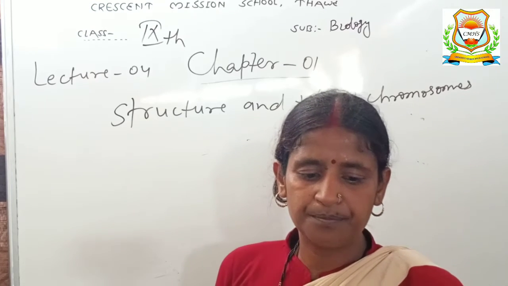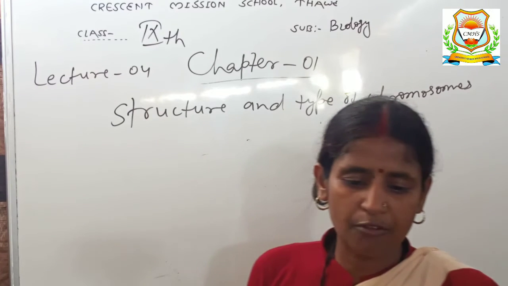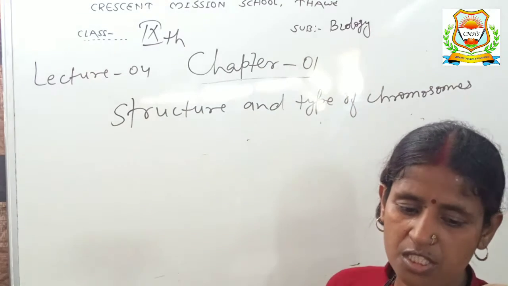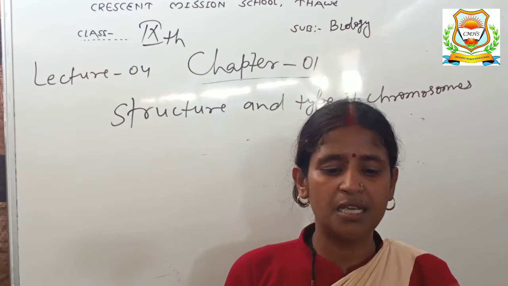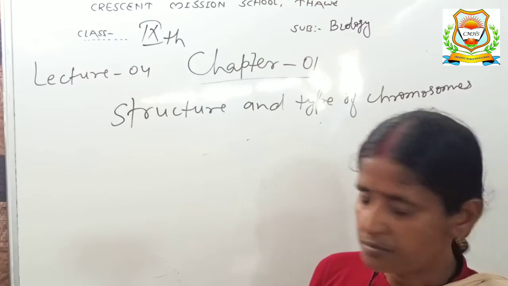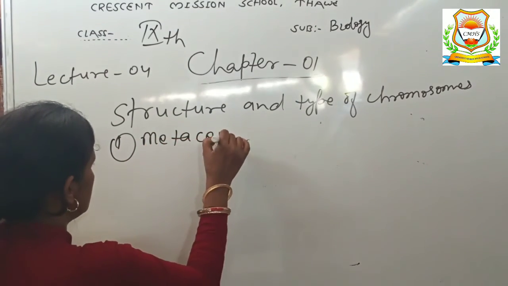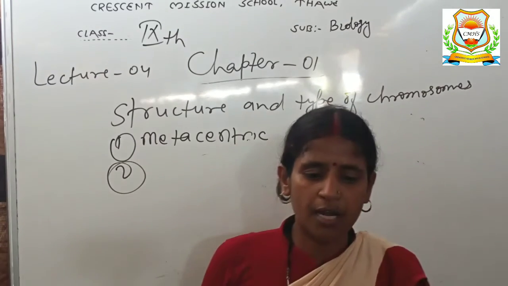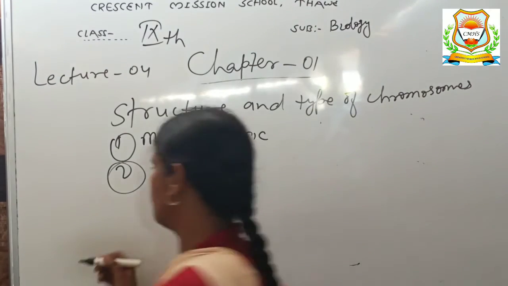On the basis of the position of the centromere, there are 4 types of chromosomes. First, if the position of the centromere is such that the 2 arms of the chromosome are equal, then it is called metacentric. Second, if one of the arms of the chromosome is smaller than the other, then it is called submetacentric.